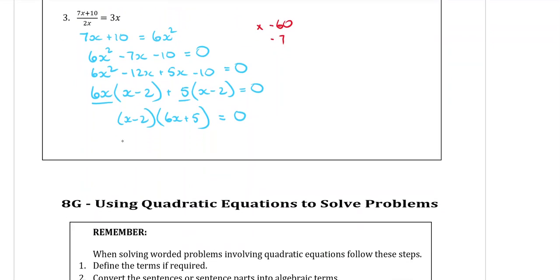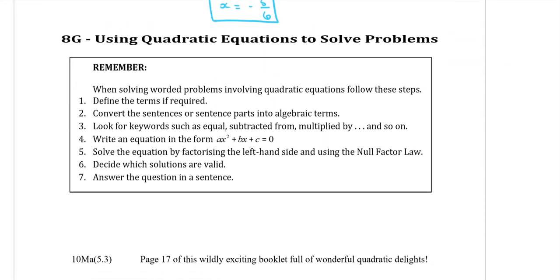So now to use null factor, I get x equals 2 from the first bracket. The second bracket is a little bit messier because it has two numbers, so you may want to go back to using a little equation to solve it, which would be 6x plus 5 equals 0. Minusing the 5, you get 6x equals negative 5, and then dividing by 6, we get our answer, which is x equals minus 5 over 6. And that's it. Okay, so on to our word problems.